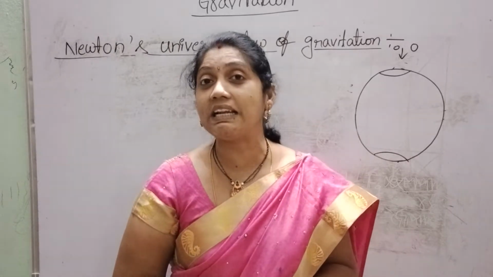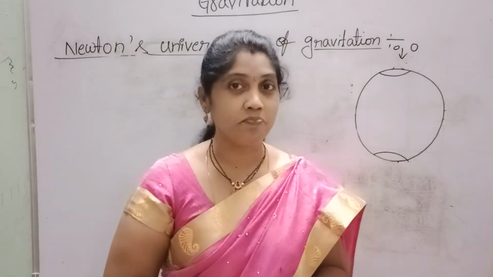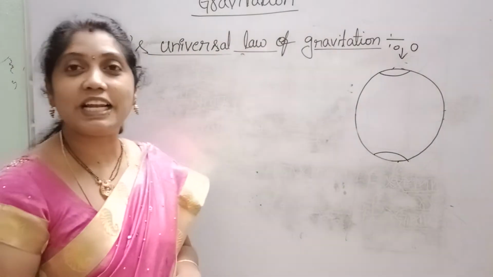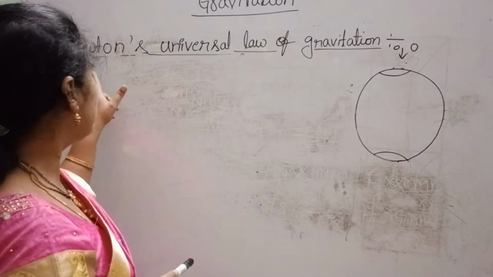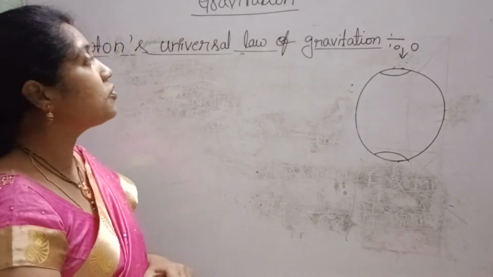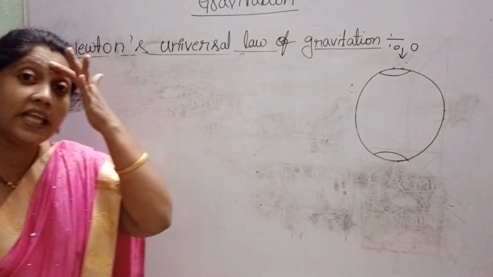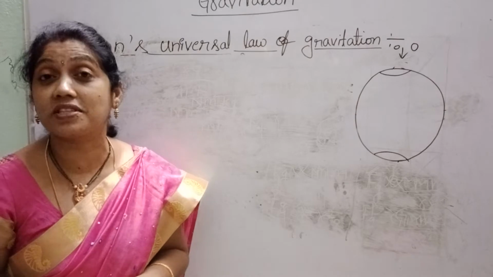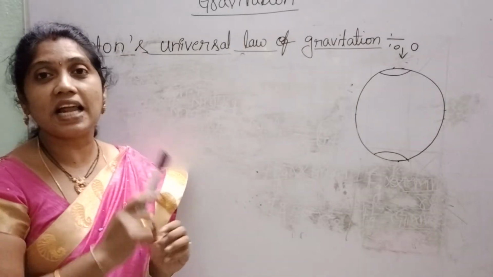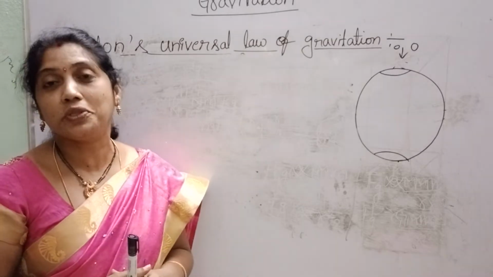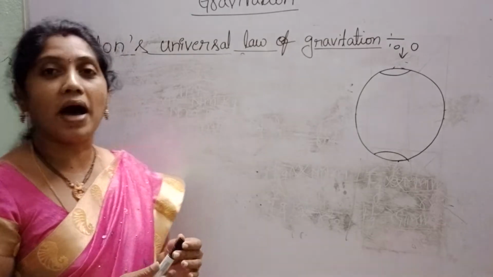How can we calculate the gravitational force of attraction? First, the gravitational force of attraction is calculated by using Newton's universal law of gravitation. So what is Newton's universal law of gravitation? In the universe, each and every object has the gravitational force of attraction. This gravitational force of attraction is directly proportional to the product of their masses.